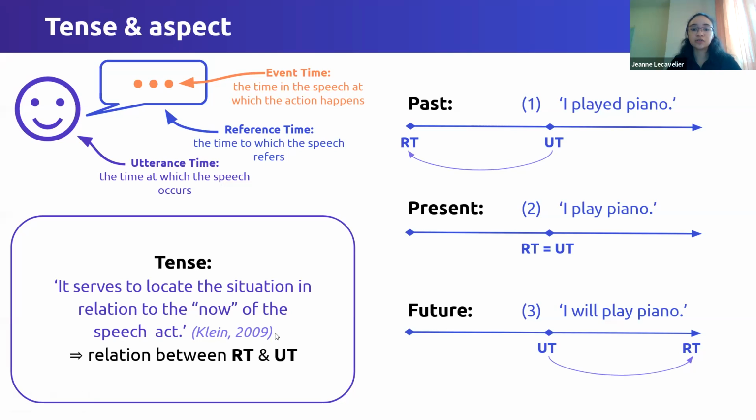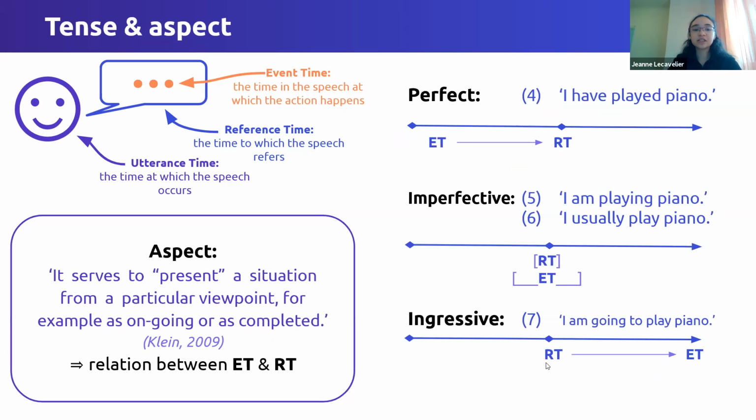So where is the reference time located in comparison to the now of the speech? I think all of you know the three tenses, which are past, present, and future. The past codes that the reference time is before the utterance time. In the present, both happen at the same time, and in the future, the reference time happens after the utterance time.